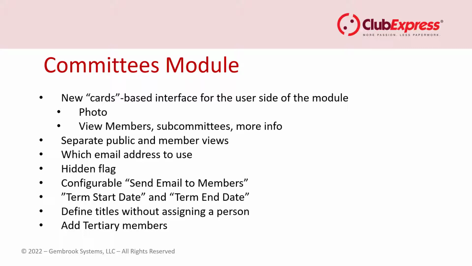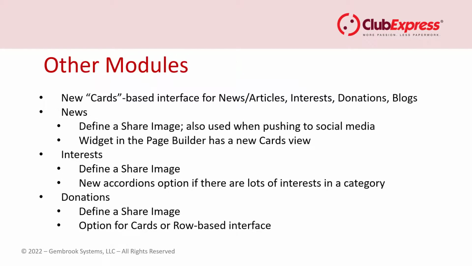And we've also added the ability to have tertiary members on a committee. So for example, if you're a yacht club and you have a youth committee, you might have family memberships where the kids are tertiary members, but you could have young people actually on that committee. So some of the other modules, we've actually brought this cards interface into news and articles, interests, donations, and blogs.